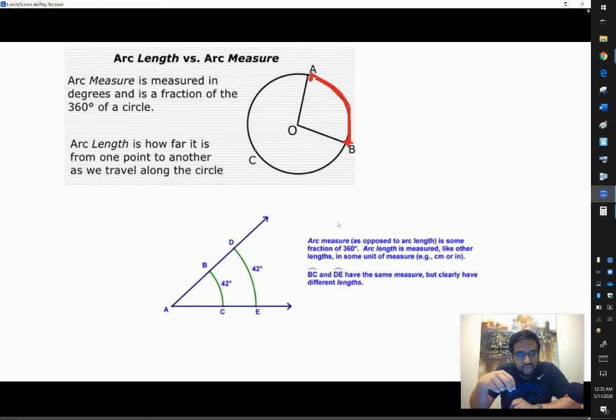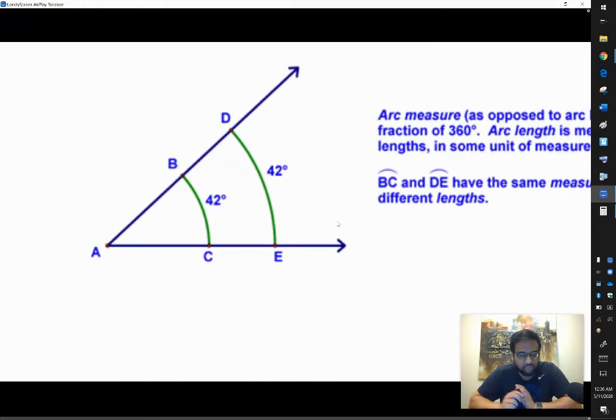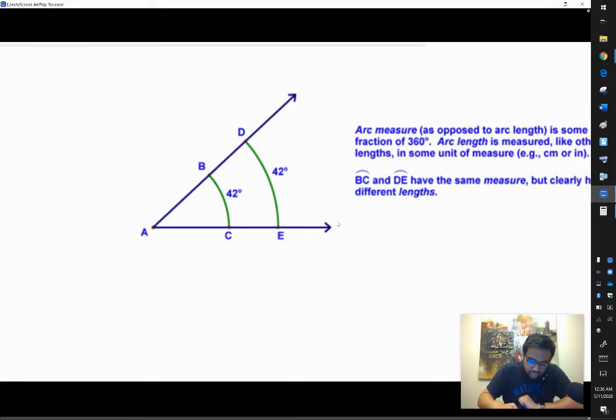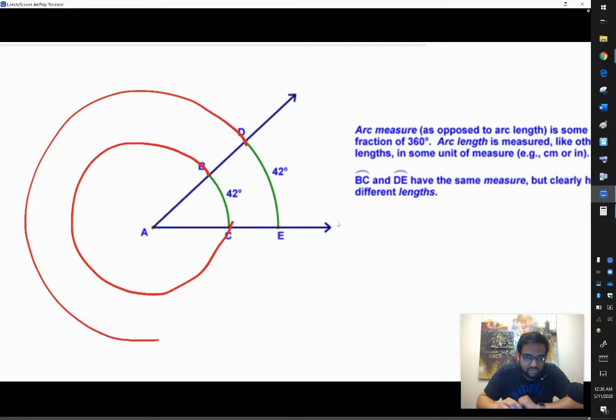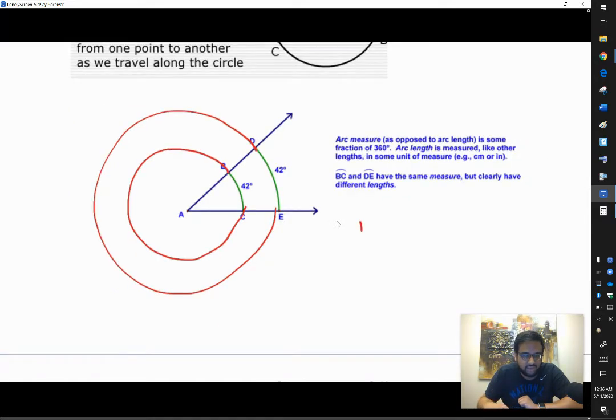However, we can also measure arcs in terms of their measure as opposed to their length. Not how long it is, but how much of a circle it is. For instance, both of these arcs here in green are both 42 degrees. That's their measure. However, they differ in length. Arc DE is obviously longer than arc BC. The circle that BC is a part of would be smaller than the circle that DE is a part of. So they have the same measure, they represent the same proportion, but they are different lengths. So keep that dichotomy in mind, arc measure versus arc length.